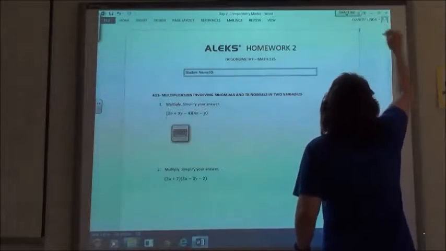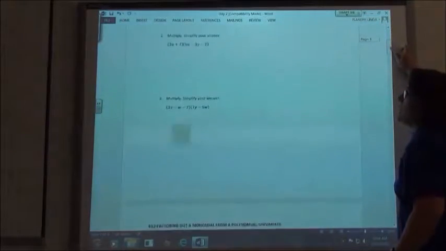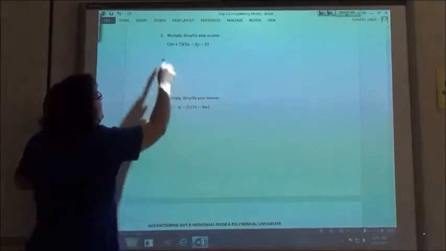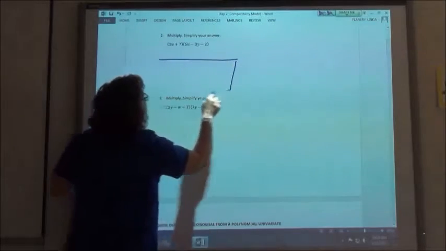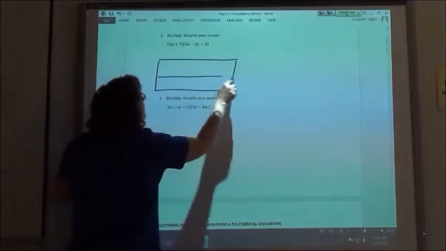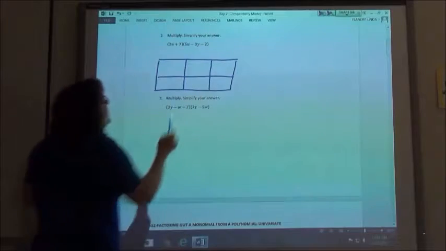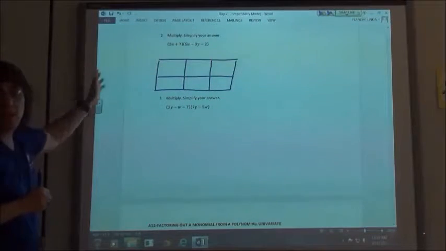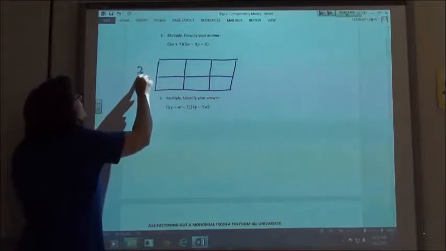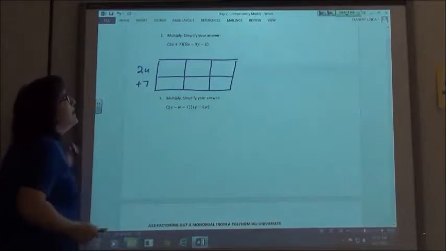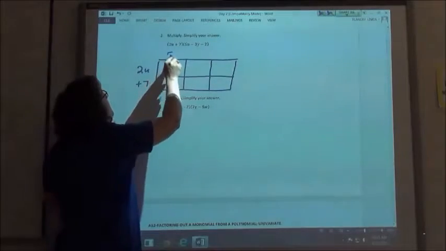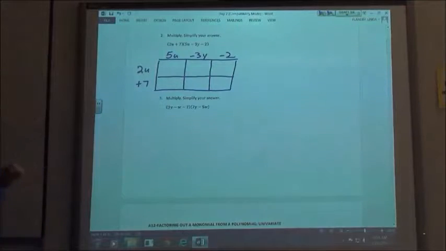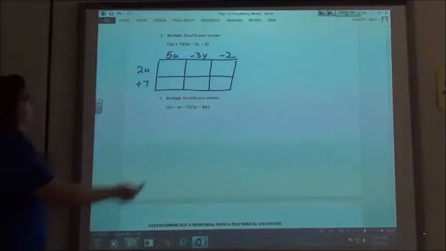Now I use different colored markers to keep myself organized. Another method of keeping yourself organized is to use boxes. And you don't have to do this, but just for those who maybe are getting lost in all of their multiplying, it's a good little trick. And so what I do, since I have a 2 by a 3, I'm going to make a 2 by 3 set of boxes. 2u plus 7 is my binomial. 5u minus 3y minus 2 is my trinomial, and then I'm going to multiply it out.